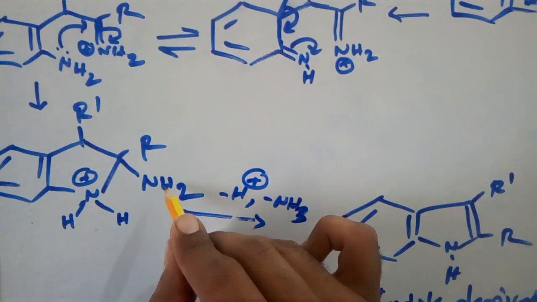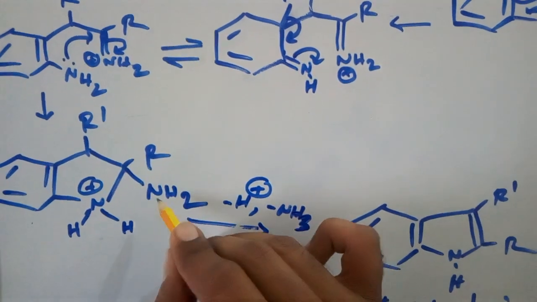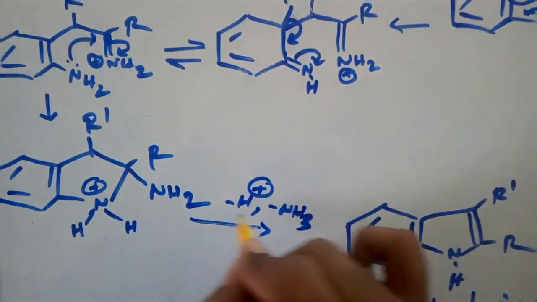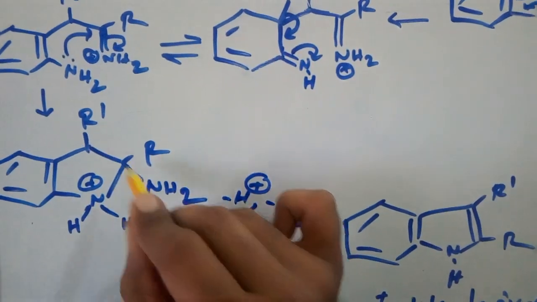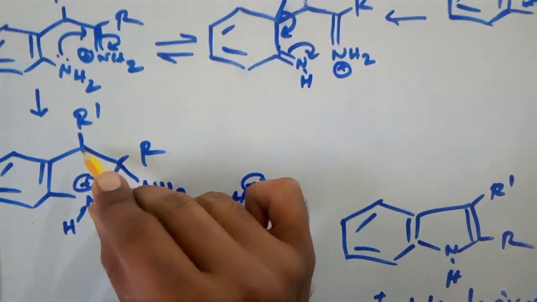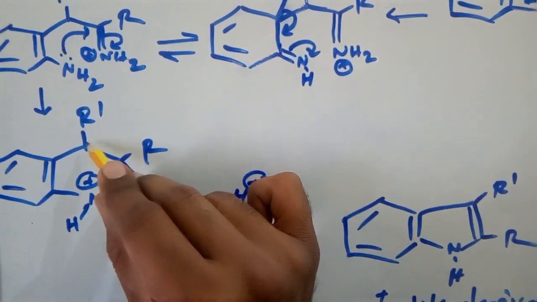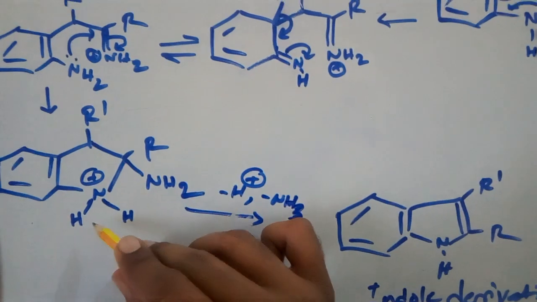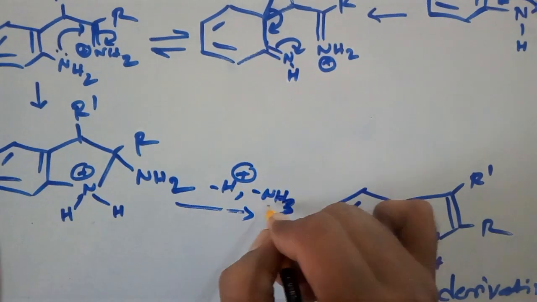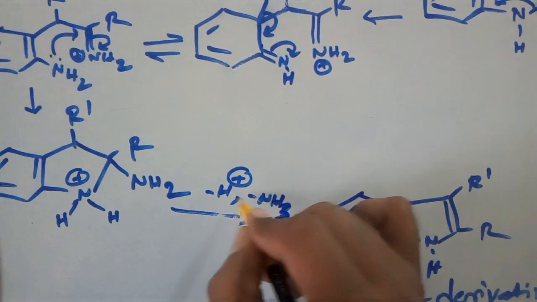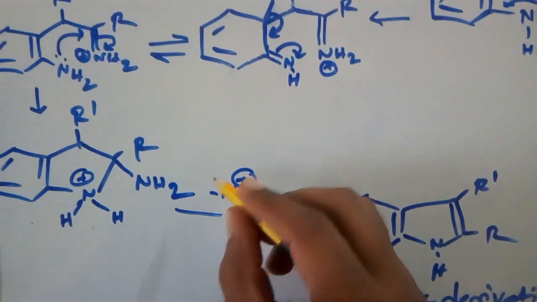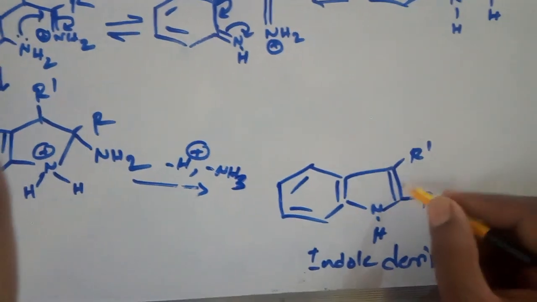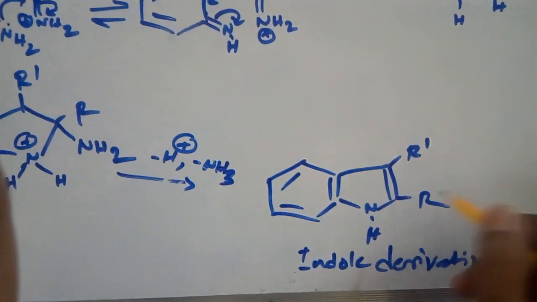Nitrogen is lost, but as NH2 not as N minus H2, but with one hydrogen, so NH3. This is NH2, this hydrogen, NH3, the electrons shared here of that hydrogen, and nitrogen is taking electrons, and this one hydrogen, so H plus and NH3. These two molecules will be lost, and the indole derivative will form.